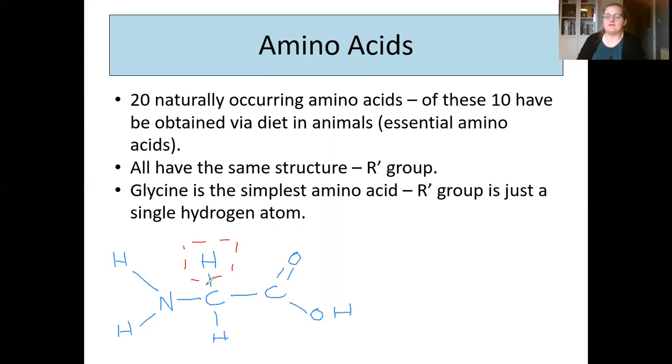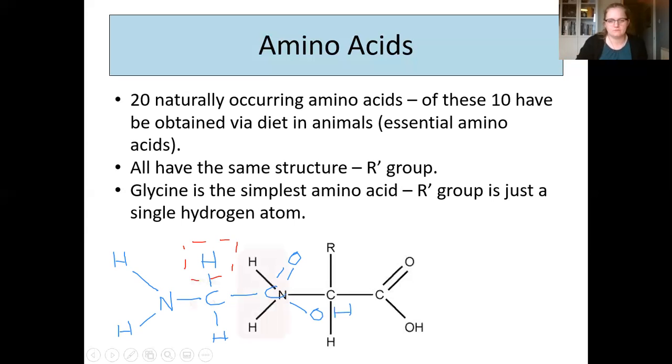We can get loads more complicated. Just using glycine as an example, as it is our simplest amino acid, but we don't have to learn them. We don't have to know the whole list of the 20 amino acids. So don't worry about learning all of them. We need to know this basic structure of amino acid, but we don't need to know all 20. I'll show you some of the 20, just because sometimes they show them in exams and just so you're more familiar with them, but actually you don't need to know all 20.